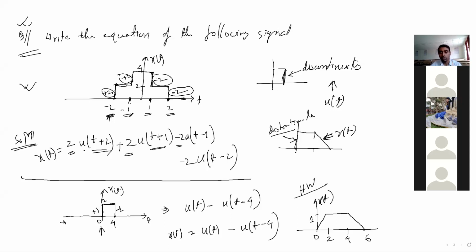Then we taught different operations on signals, like time shifting, time scaling, time reversal, amplitude scaling, multiplication, and addition. Those are simple, but the first 3 are very important: time shifting, time scaling, and time reversal. Then we came to know how, from the equation, we can plot the signal waveform, and from the waveform how we can derive the equation.